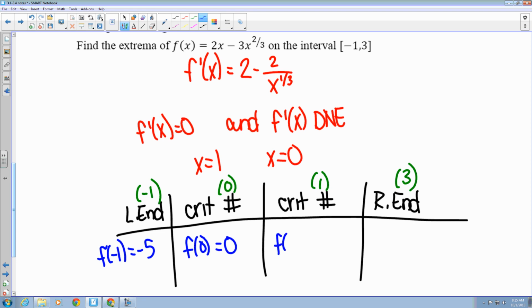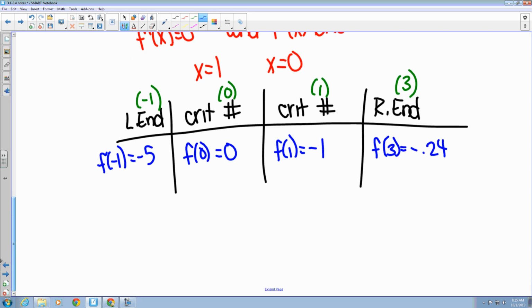Okay, f of -1 is -5. F of 0 is 0. F of 1 is -1, and f of 3 is -0.24. So you're looking for which one is the smallest and which one is the biggest. Well, our smallest, it's right here, min, at -1, -5, and our max is at 0, 0. And that's that.